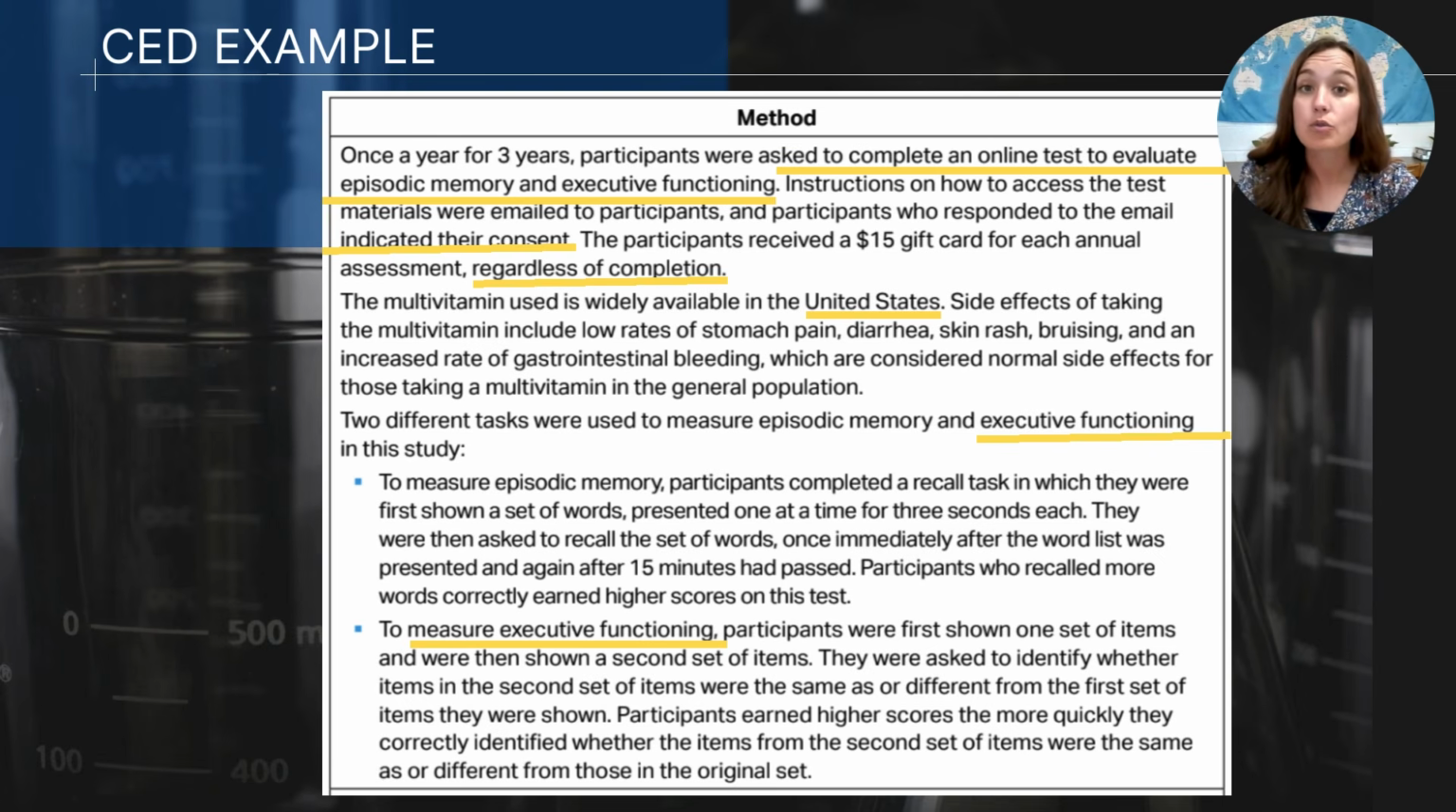Then it says, to measure executive functioning, participants were first shown one set of items and were then shown a second set of items. They were asked to identify whether items in the second set of items were the same or different from the first set of items they were shown. Participants earned higher scores the more quickly they correctly identified whether the items from the second set were the same as or different from those in the original set. All right, so this was our method section.